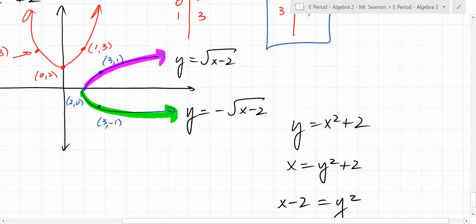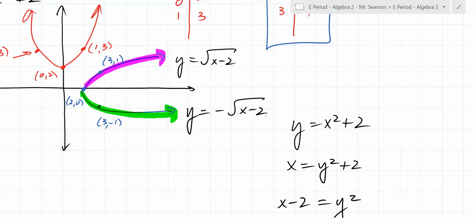So we like 1-to-1 functions because when we take the inverse, they stay functions. If you start with something that isn't 1-to-1, what does it become? Not a function. We like functions. We want to stay with functions. That's why we like 1-to-1-ness. That's parabolas. So basically, all parabolas are not 1-to-1.